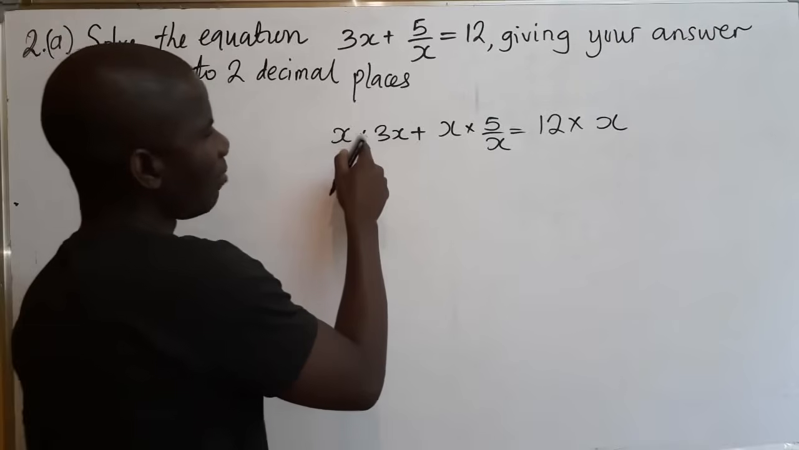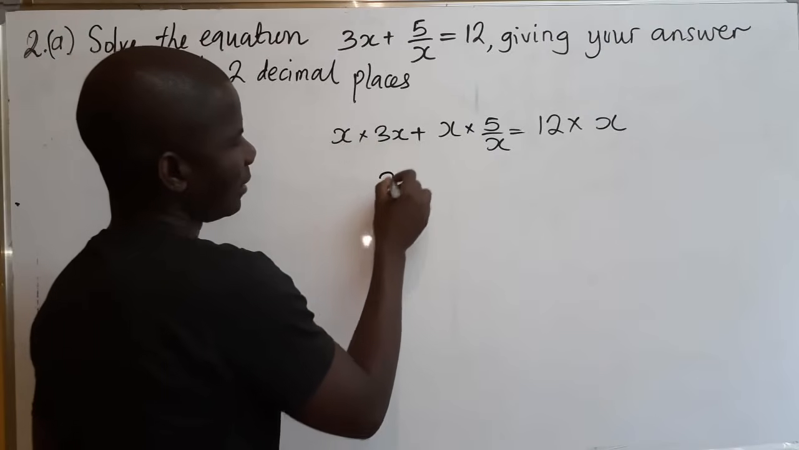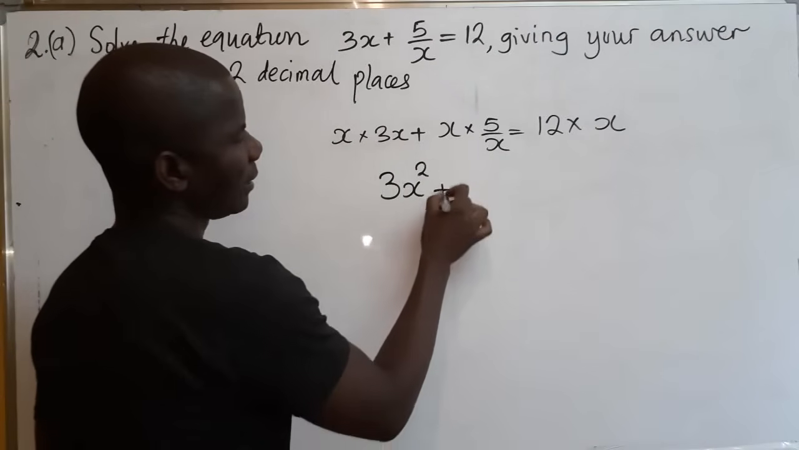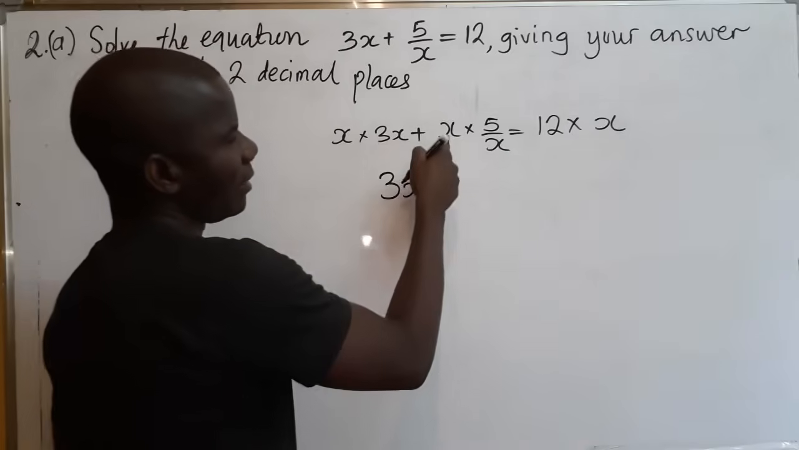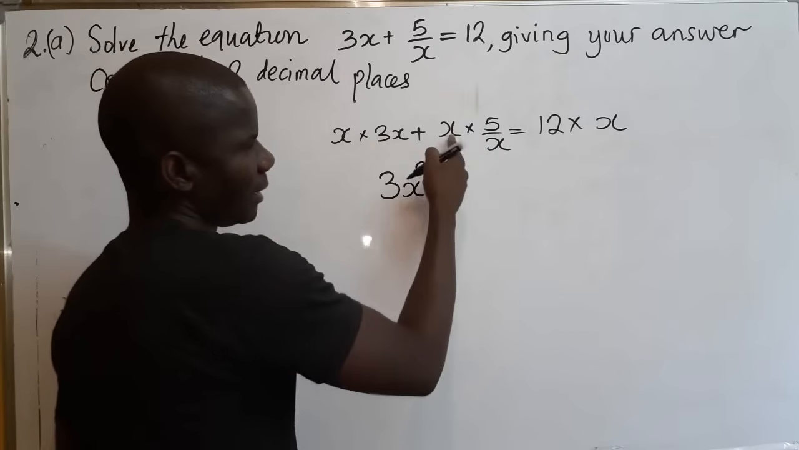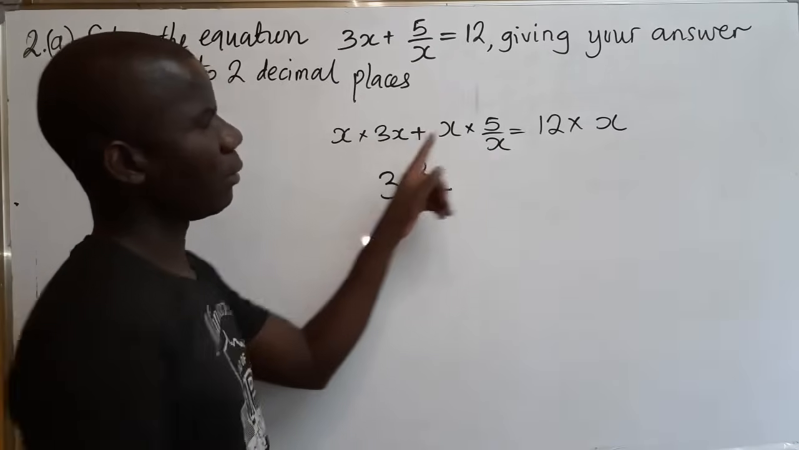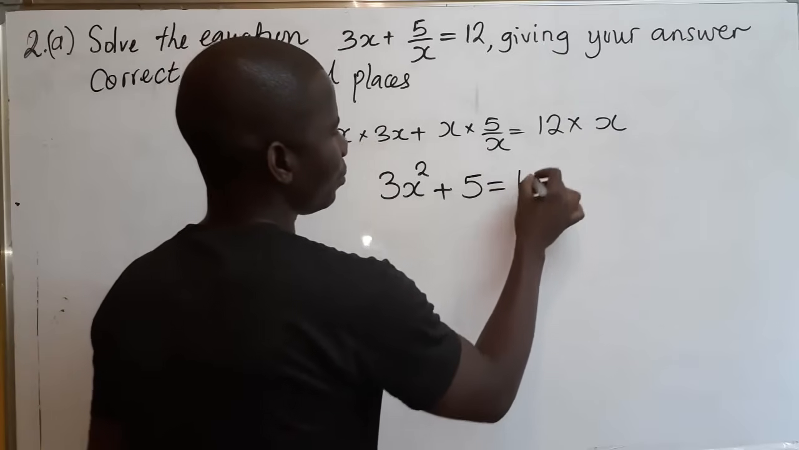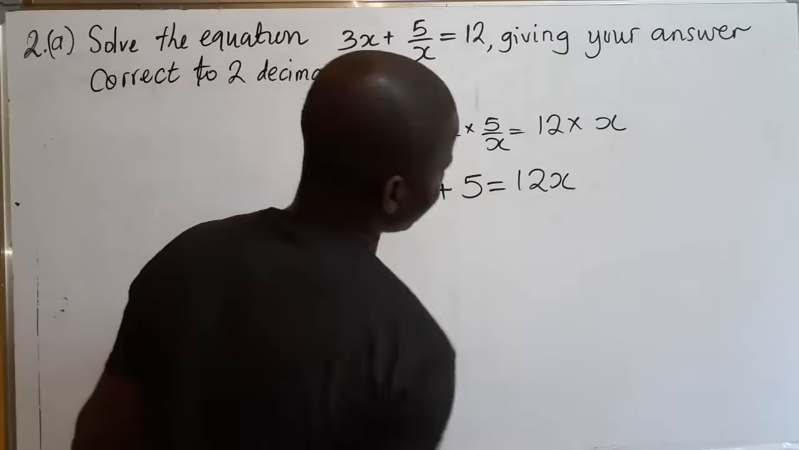So x multiplied by 3x gives us 3x squared plus, this x and this one. Like I already explained, x divided by x is 1. 1 multiplied by 5, we're going to have 5. This is equals to 12x.